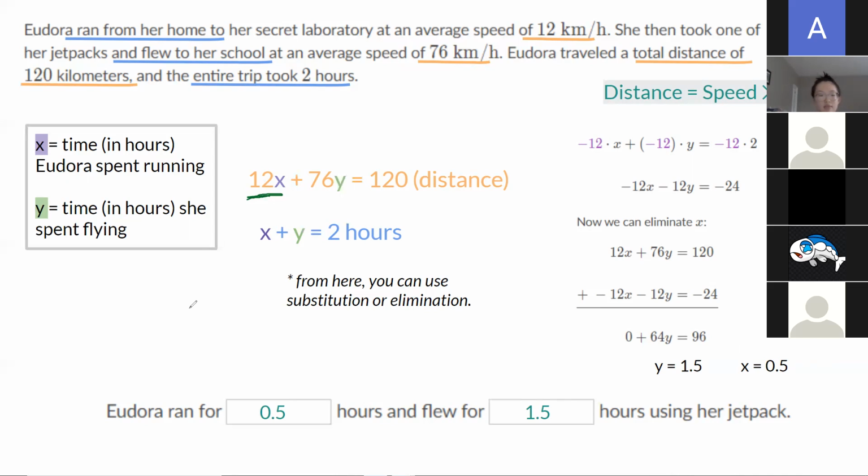And just make sure you don't confuse your variables. If x is our time in hours she spent running, that means Eudora spent 0.5 hours running, and then she flew for 1.5 hours, which is our y, using her jetpack.